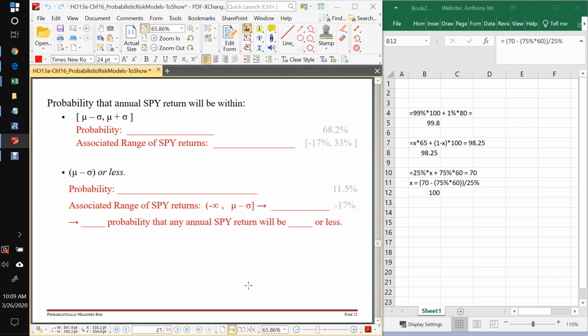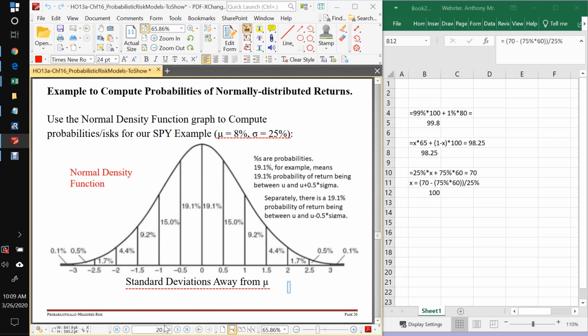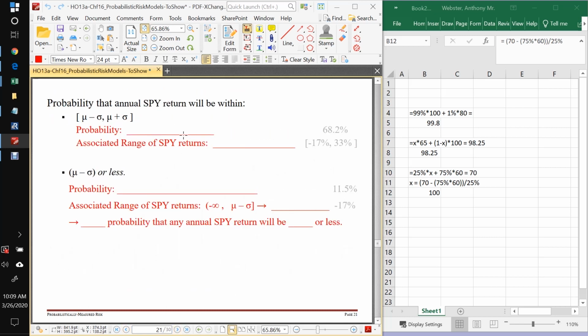All right, so let's see if we can actually compute some probabilities and associated ranges using the graph back over here. Let's compute the probability that the annual SPY return will be within mu minus 1 standard deviation to mu plus 1 standard deviation. I'm actually going to start with the range for us, and that's going to help me look back at the graph and get the probabilities here.